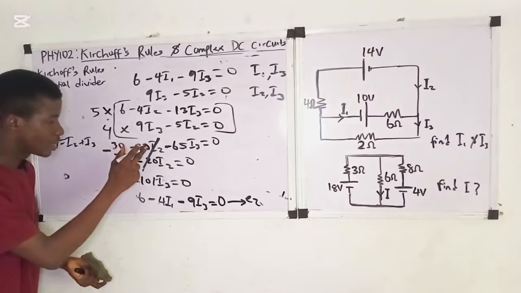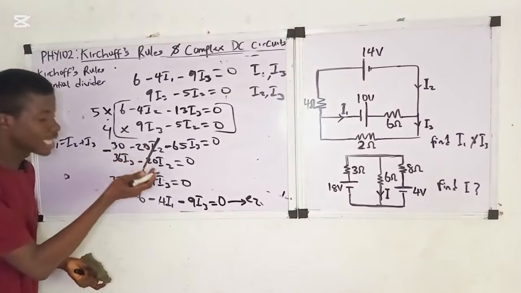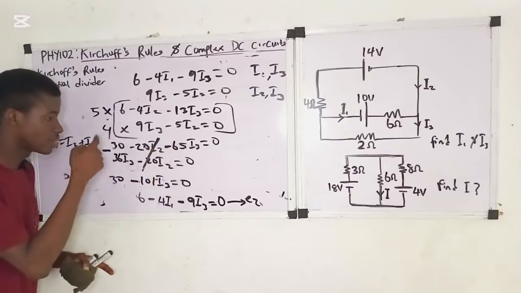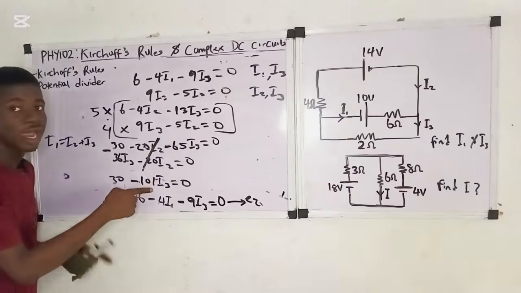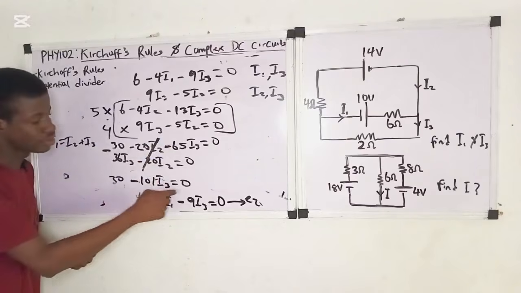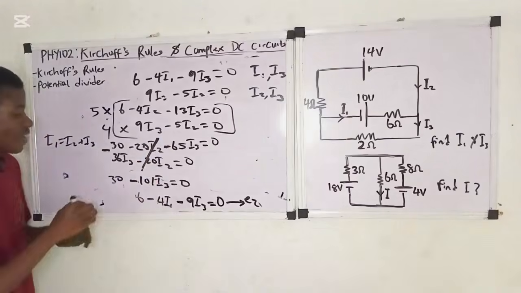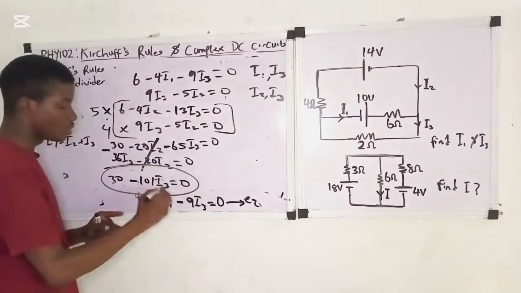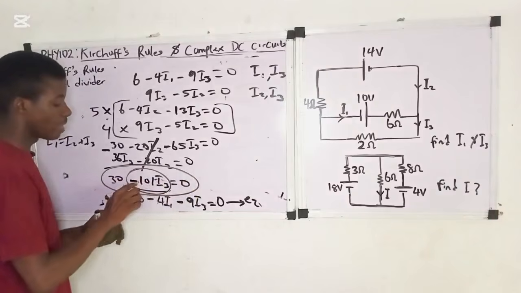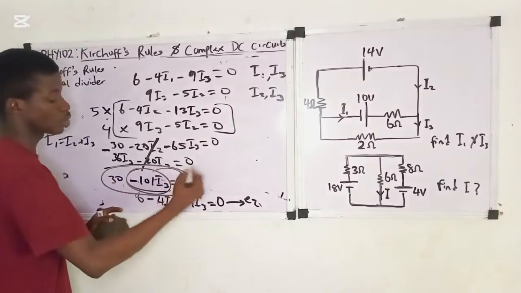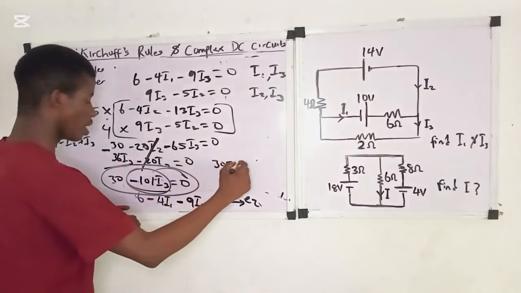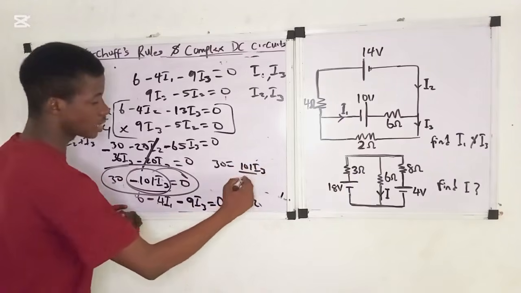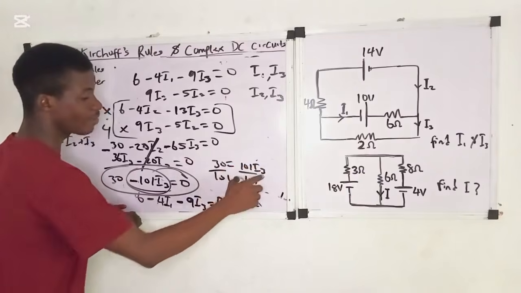Then this 2 minus 20I2 plus 20I2 gives us 0. Then minus 65I3 minus 36I3 will give us minus 101I3, which equals 0. So we have arrived at this. Now let's look for I3. Minus 101I3 will cross this side and turn positive, so that will be equals to plus 101I3. So what we're going to do is divide both sides by 101, remember we're looking for I3.